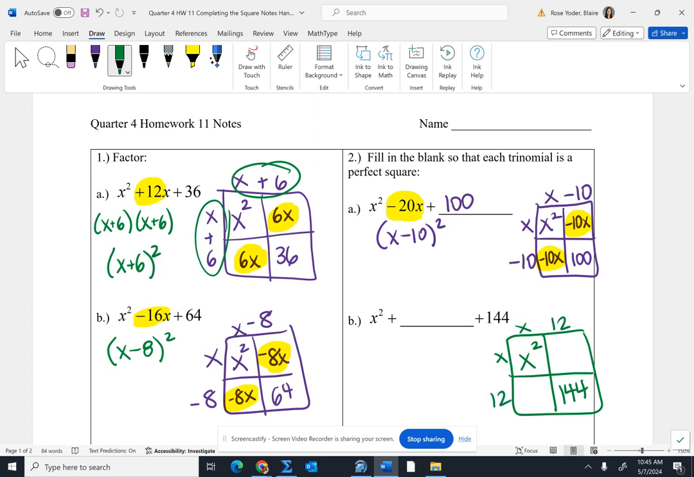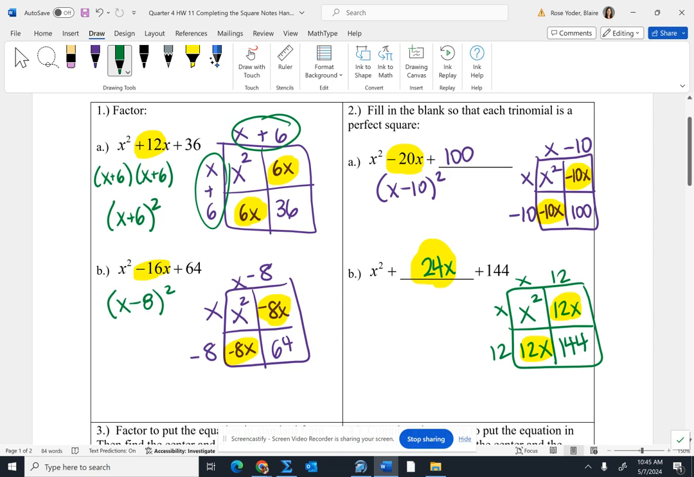One thing that's a little bit tricky for this one is I don't actually know if I need negative 12 and negative 12 or positive 12 and positive 12. Because there's a plus in there, we'll assume that we needed positive 12 and positive 12. So those two terms add up to this missing middle term, which is 24x.